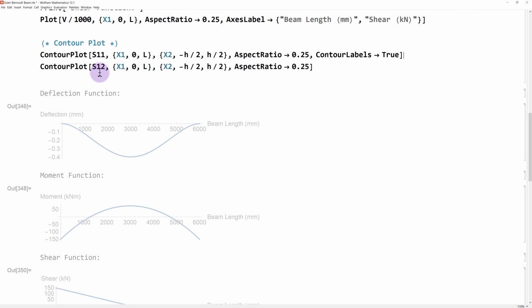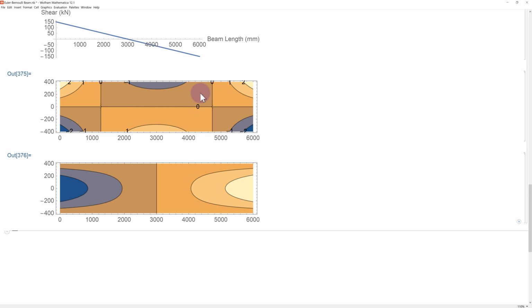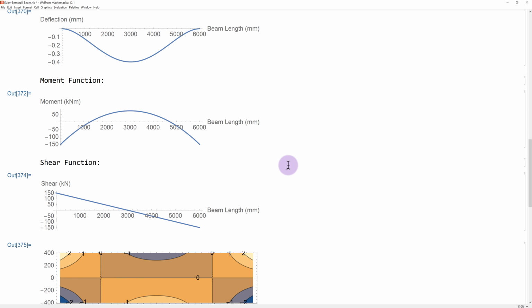All right, so what I'm going to do is I'm only going to put it on S11 so you guys can see what it does. Shift enter. And what we can see is we can see the value of the stress components throughout the different contours. And if we have it off, we can't see the value of the stress throughout those contours. So that's it for this little Mathematica example. Again, we solved the exact solution of an Euler-Bernoulli beam, and we found the deflection, moment, shear, as well as the stress components sigma 1,1 and sigma 2,2. So that's it for the example.